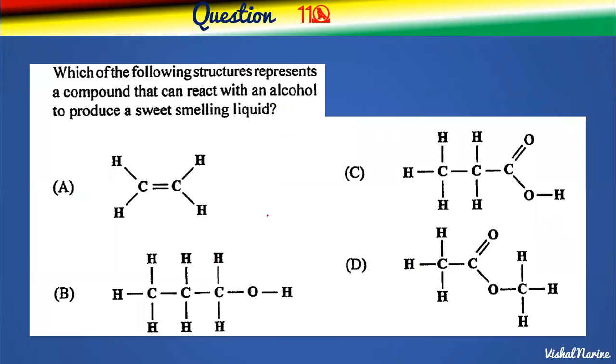Question 110. Which of the following structures represents a compound that can react with an alcohol to produce a sweet smelling liquid? The sweet smelling liquid basically means this thing is an ester. So alcohol plus something equals ester. So we're looking for the organic acid or carboxylic acid, and we recognize it by having the COOH group. Right, so that is going to be C.